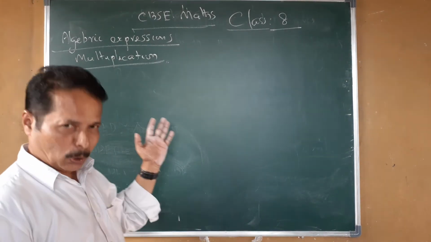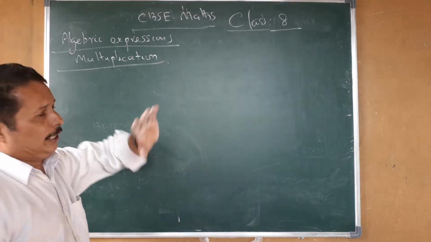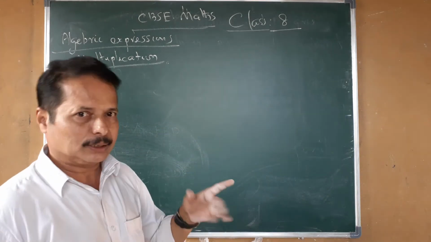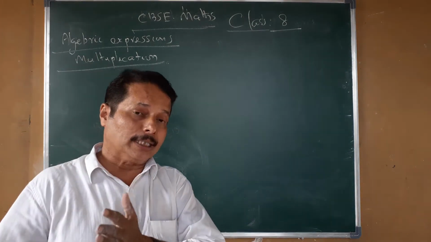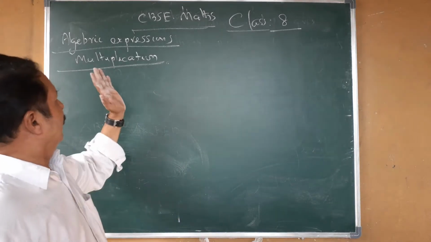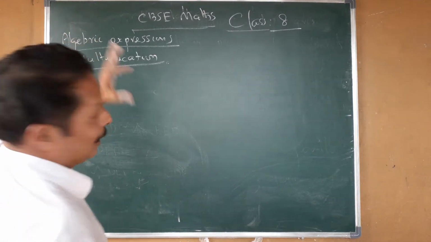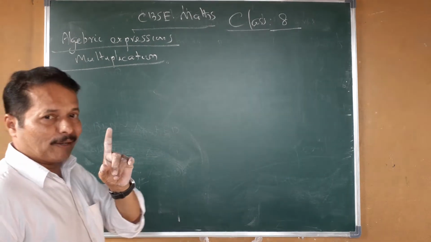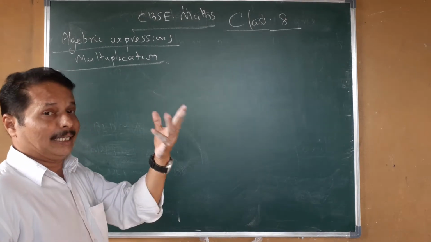My dear students, look here. Now already you studied subtraction, addition of algebraic expressions. You remember that like terms are to be added, like terms are to be subtracted. You studied it. Now we are getting to multiplication of algebraic expressions. First of all, multiplication of a monomial by another monomial.